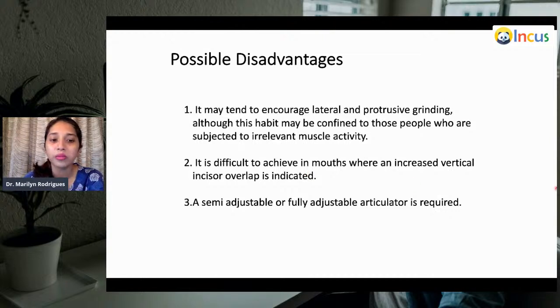Point number two, it is difficult to achieve in mouths where there is an increased vertical incisal overlap. And point number three, a semi-adjustable or a fully adjustable articulator is required. You cannot give bilateral balanced occlusion without a semi-adjustable or fully adjustable articulator. Okay, you cannot use your hinge articulator or your mean value articulator. It's a total no-no. You cannot use these two. You have to use a semi-adjustable.